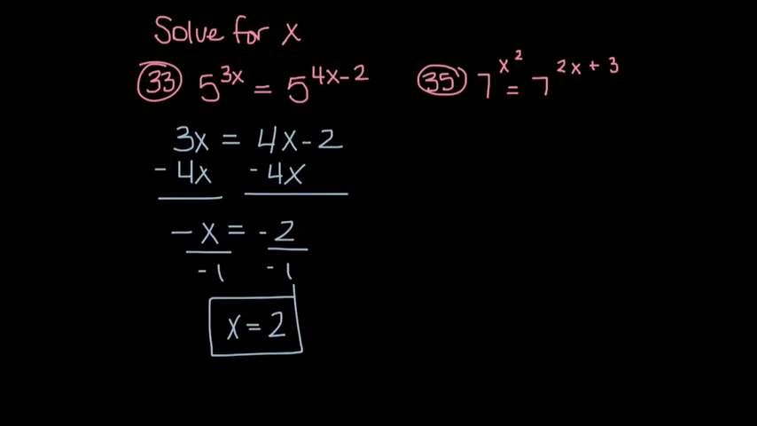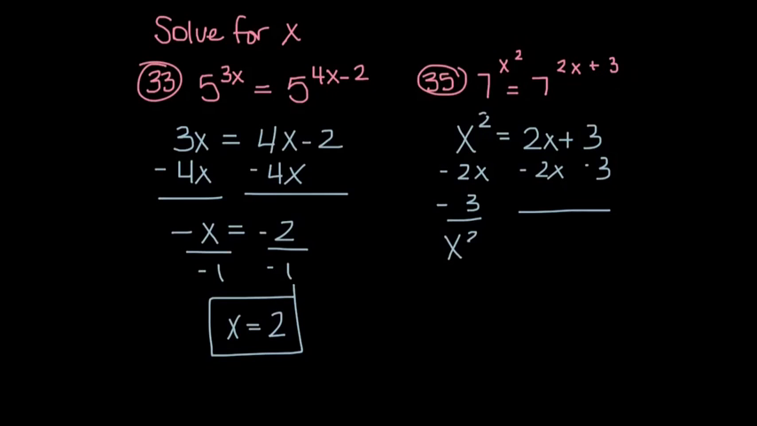For 35, when I set my exponents equal to each other, I have the x squared on the left. That's going to equal the 2x plus 3 on the right. This is a quadratic, so I need to solve it using one of the techniques we talked about for solving quadratics. This one does factor, so I can get it set equal to 0 by subtracting 2x from both sides and subtracting the 3 from both sides. That leaves me with x squared minus 2x minus 3 equals 0.